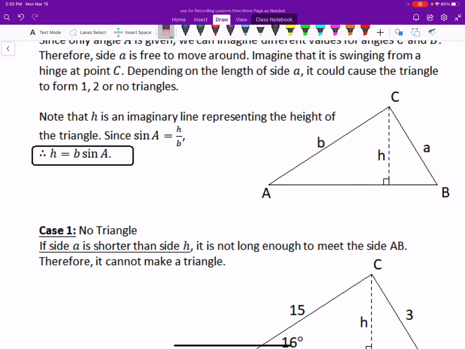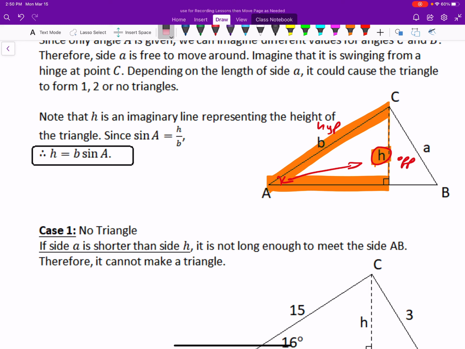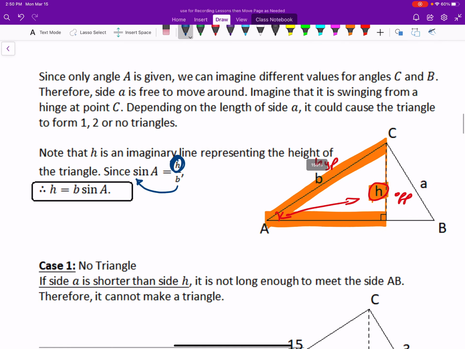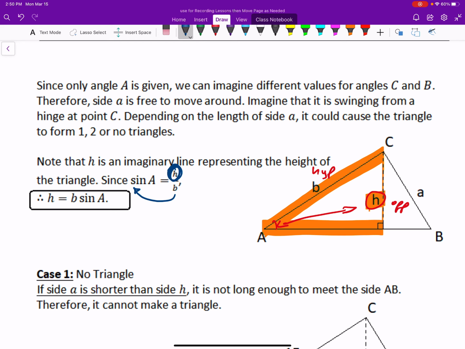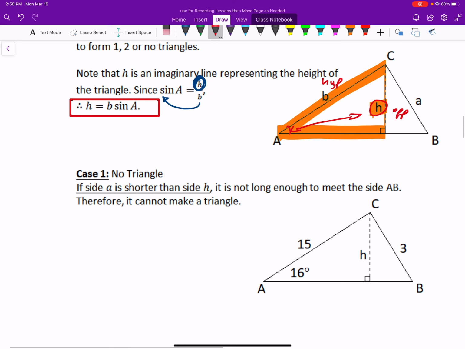Let's get rid of these because this is cluttering things up for now. Maybe not. Let's leave them there for now. If I were to rearrange this formula to isolate H, I would just multiply both sides by B, and I'd get H is equal to B times sine A. So if I know what angle A is, and I know what side B is, and I will in these situations, then I can find out what the height of the triangle is. So using this formula, keep that in mind: H equals B sine A.